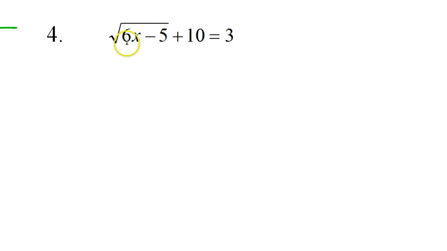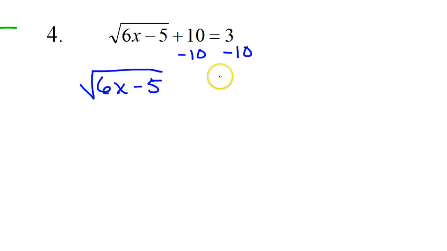Alright, number 4, we need to get this radical by itself, so we will subtract 10 from both sides. So that is going to leave us with the square root of 6x minus 5 equals -7. Whoa! Stop right there, alright? Right now, I know this is going to be no solution, and I really won't go any further. I won't just mechanically go through the process, because I have the square root, and then I have that equal to a negative number.